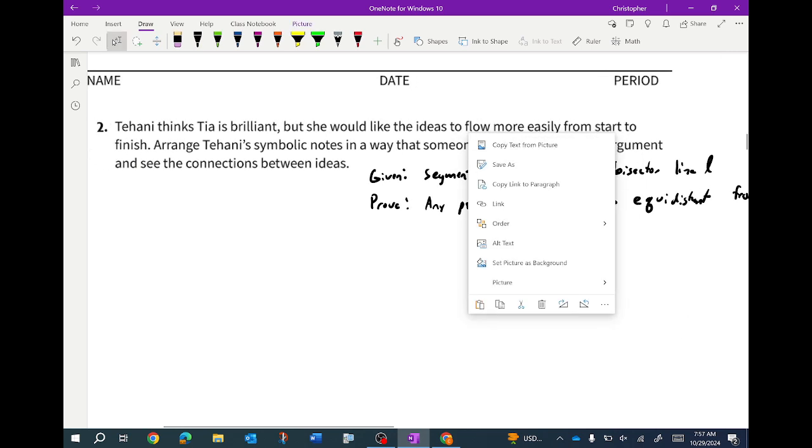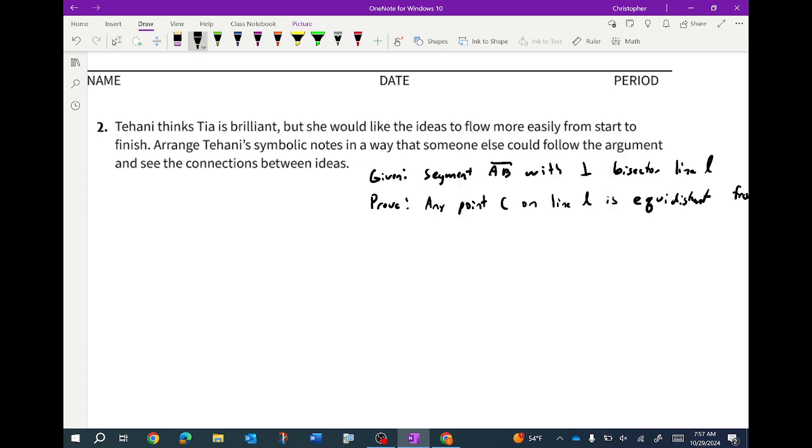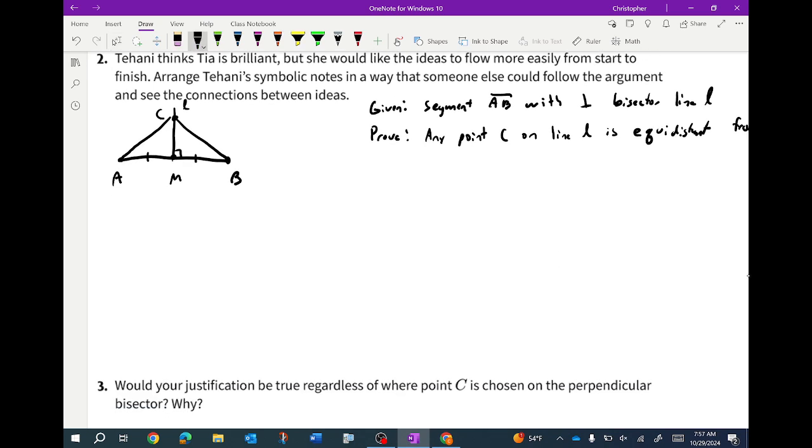Okay. And usually I'll have a picture. This usually is what's given to you, so you usually don't have to write this part on a proof. Start with AB. So that's what we're given. This is what we're trying to prove. We're going to organize this into a two-column proof.